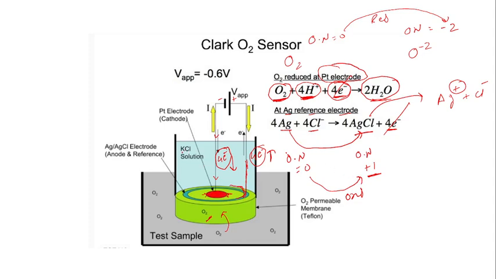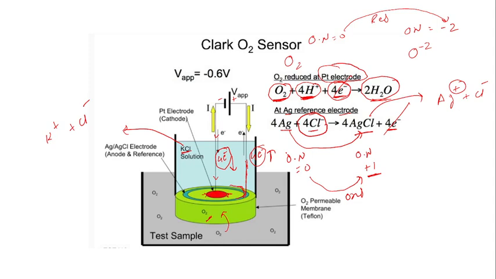Finally this solution is KCl solution. If the question is arising in your mind from where the Cl minus ion is coming, the Cl minus ion is coming from the KCl solution. This KCl will be dissociated into K plus and Cl minus ions. I think all concepts are clear about this oxygen sensor.